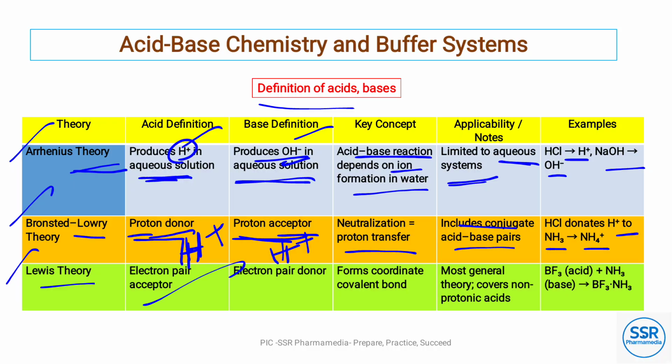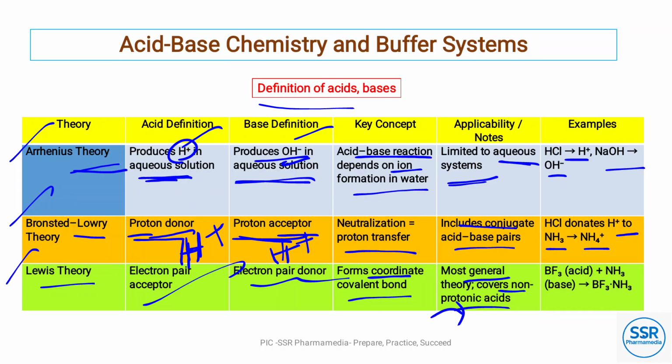And Lewis theory: according to Lewis theory, the electron pair is involved. The electron pair acceptor is called acid. The electron pair donor is called base. The key concept is that it forms a coordinate covalent bond. It is the most general theory and covers non-protonic acids, meaning cases where protons are not present. Based on electron donor and acceptor, he differentiated acids and bases.